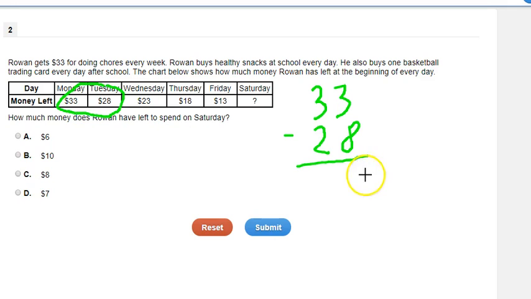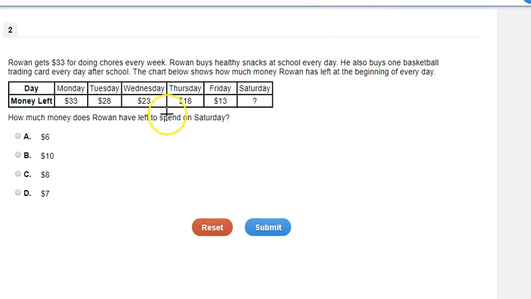All right, so now we subtract. 3 minus 8, you cannot do that. So you have to borrow from the 3. It becomes a 2. Add it to the 3. It becomes a 13. And 13 minus 8 is 5. And then 2 minus 2 is 0. So there's $5. He spent $5 between Monday and Tuesday.